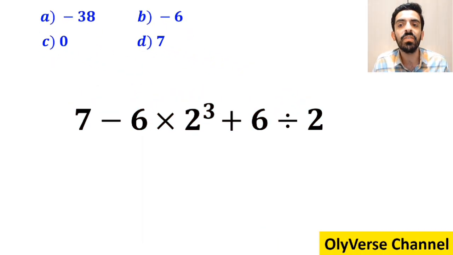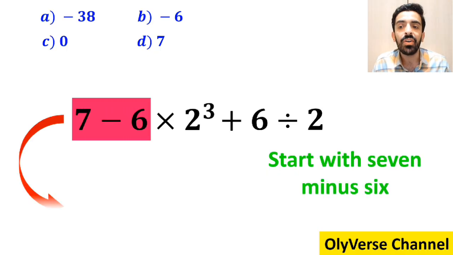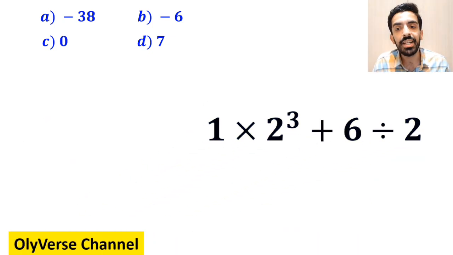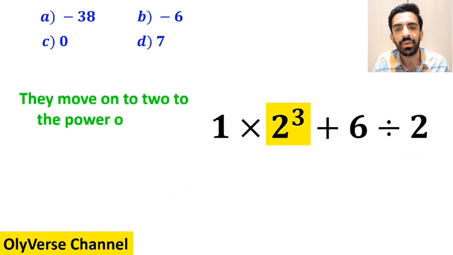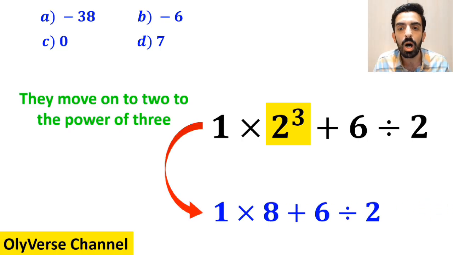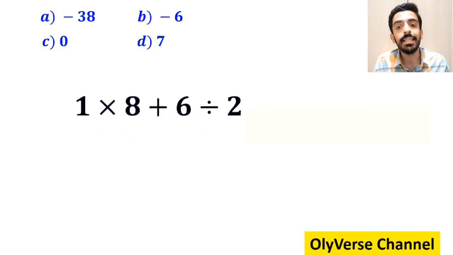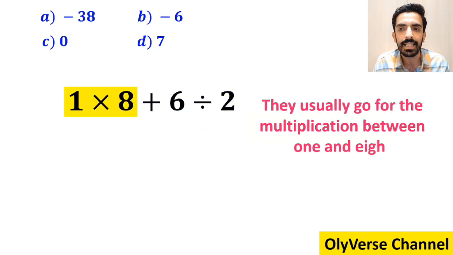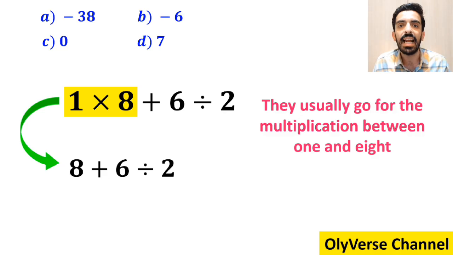Many people, when solving this question, start with 7 minus 6 and write this expression as 1 multiplied by 2 cubed plus 6 divided by 2. Then they move on to 2 to the power of 3, which I have highlighted in yellow, and replace this expression with 1 times 8 plus 6 divided by 2. And the next step, they usually go for the multiplication between 1 and 8 and replace this expression with 8 plus 6 divided by 2.